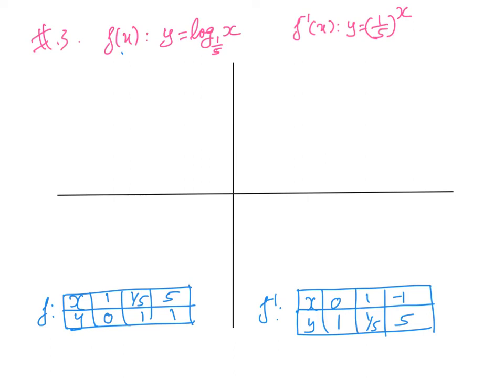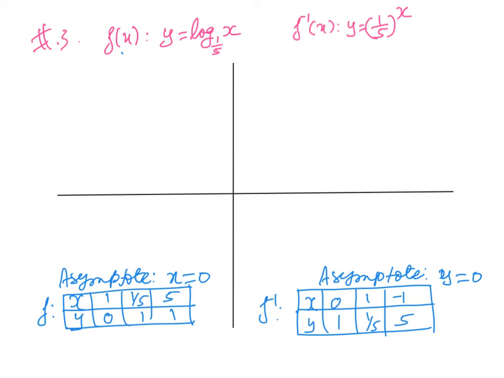f inverse being an exponential function, I will have my asymptote at y is equal to 0. In the case of f, my asymptote will be x is equal to 0. We just need to swap the values for f and f inverse. That's exactly what I have done. For ease of understanding, I started with the exponential function.